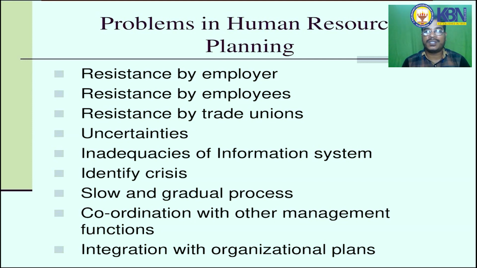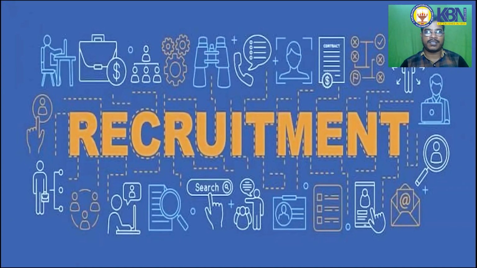Inadequacies of information systems: if there are any gaps or lapses in the information system, that is also not going to fulfill the objective of human resource planning. And it is going to identify crisis also, slow and gradual process, coordination with other management functions, integration with organizational plans. So these are some of the problems which we can commonly observe in the human resource planning concept. And coming to the next topic, that is recruitment.